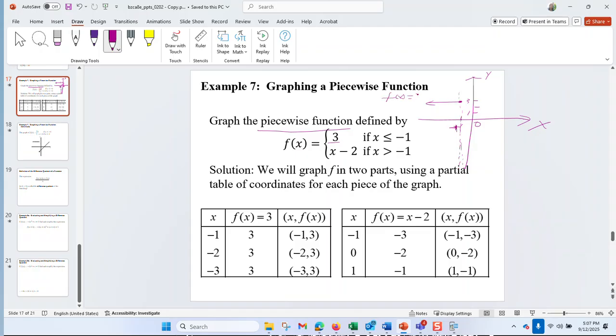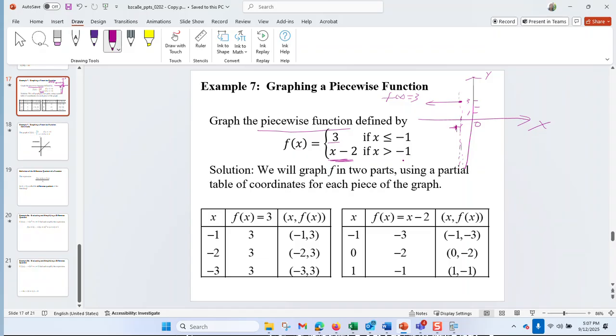So that is my f of x equal to 3, and x is less than or equal to -1. You cannot cross this one. You cannot cross the whole thing in here because this stops at x equal to -1, right? And then the second piece is y equal to x minus 2. X should be greater than -1, right?